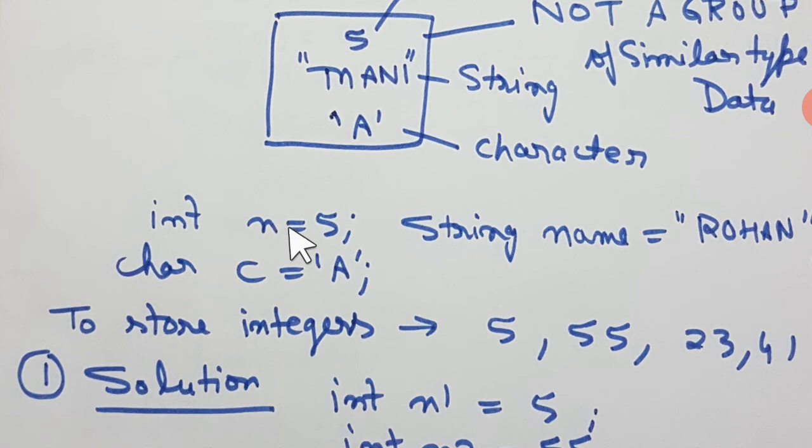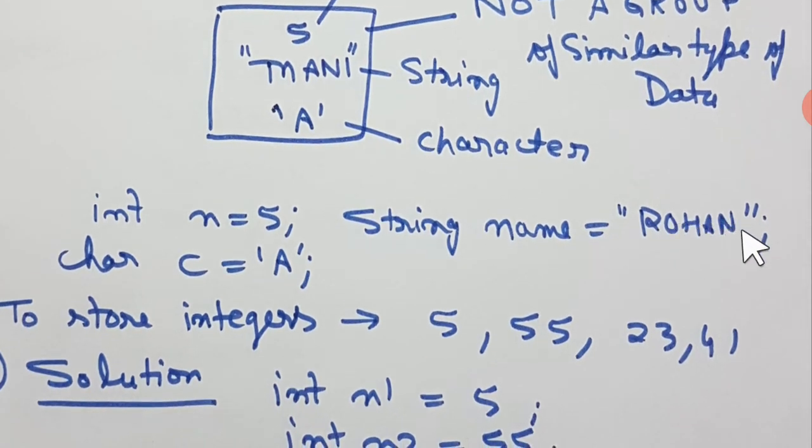Now here we have a declaration to store 5. We have int n assignment operator 5, so 5 is stored within the variable n, which is of int type. Then string name: name is a variable of type String, and it has been initialized with the string literal Rohan. We terminate the statement with a semicolon, so that is a declaration and initialization of the variable name. Then we do the same thing for the variable c, which is of char type, and initialize it with the character literal A, and terminate the statement with a semicolon. This is the way we declare variables and store data in variables separately.